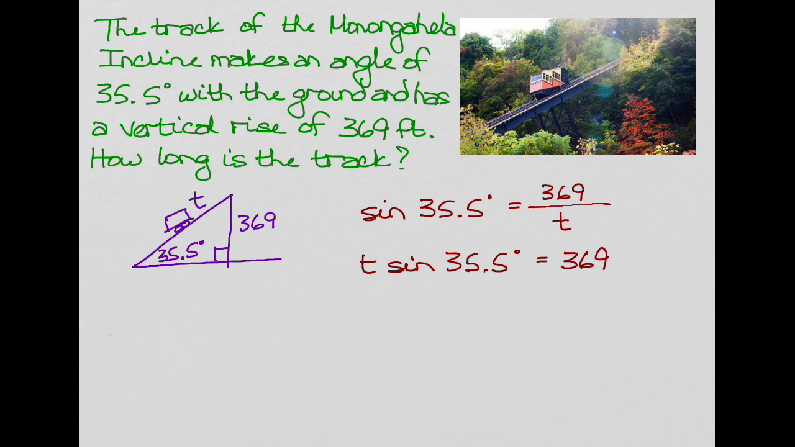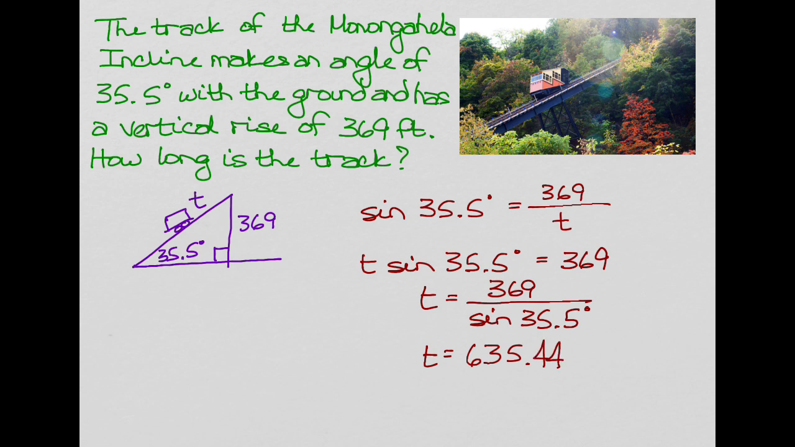Now I'm going to divide. I can divide by sine of 35.5. I don't know what it is, but the calculator does, and it's definitely not 0. So I'm just going to divide by that. Sine of 35.5, and I have t equals, t is what I'm looking for. So at this point I'm going to punch it in the calculator. I'm going to find that the value of t is 635.44, and that's being measured in feet because that was the units we were using. So make sure I put that with my answer. About 635.5 feet.